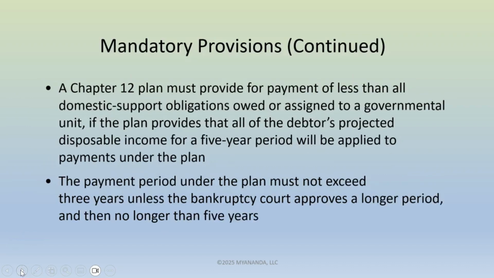It must provide for payment of less than all domestic support obligations owed or assigned to a governmental unit if the plan provides that all of the debtor's projected disposable income for a 5-year period will be applied to payments under the plan. And the payment period under the plan must not exceed 3 years unless the bankruptcy court approves a longer period, and then no longer than 5. So another similarity, 3 to 5.